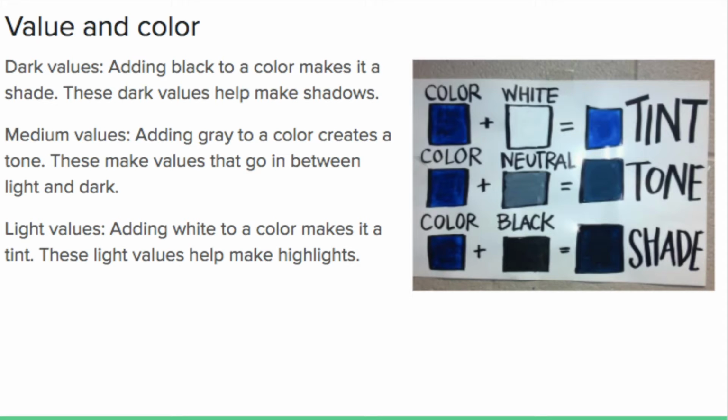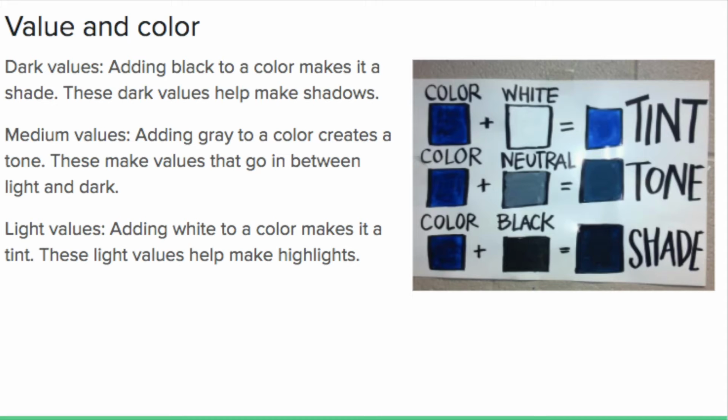You can use value with color. To get dark values, you add black to a color to make it a shade. These dark values help make shadows. So a way to remember dark values, you can remember shades make shadows.